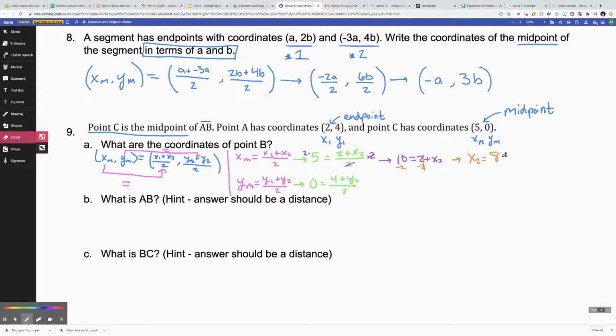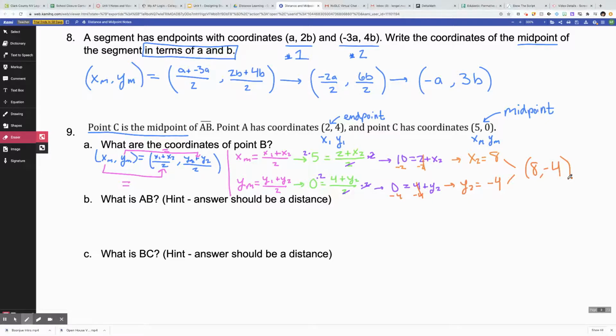And I'm going to go through all of the steps here, but you could just get rid of the divided by 2 technically, right? Because you just want to know in the numerator what's going to make the numerator equal to 0, right? But I'm going to go through the steps. So I'm going to say I need to cancel the divided by 2 out. So I'm going to do times 2. So I have 0 equals 4 plus y2. And then I need to subtract 4 from both sides, minus 4, minus 4. So you get that y2 is equal to negative 4. So when I put those together, I get that B is the point 8, negative 4.